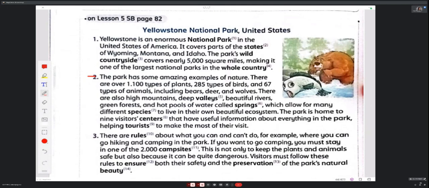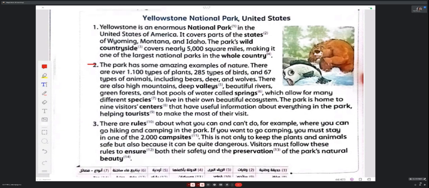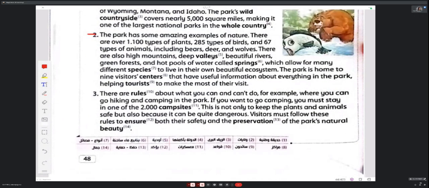There are rules about what you can and can't do. For example, where you can go hiking and camping in the park. If you want to go camping, you must stay in one of the 2,000 campsites. This is not only to keep the plants and animals safe, but also because it can be quite dangerous. Visitors must follow these rules to ensure both their safety and the preservation of the park's natural beauty.